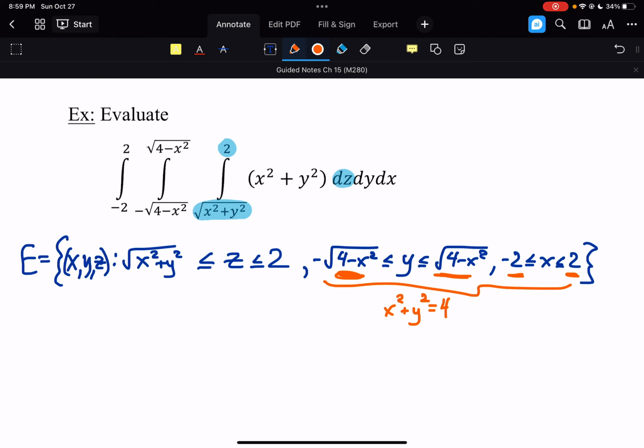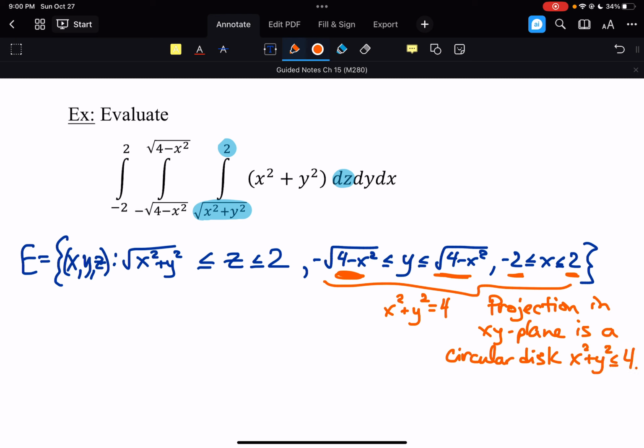Okay, so the projection in the xy plane is a circular disk, x squared plus y squared less than or equal to 4.